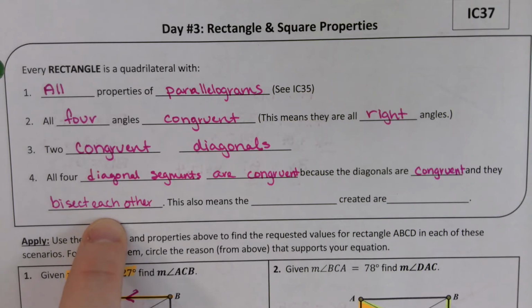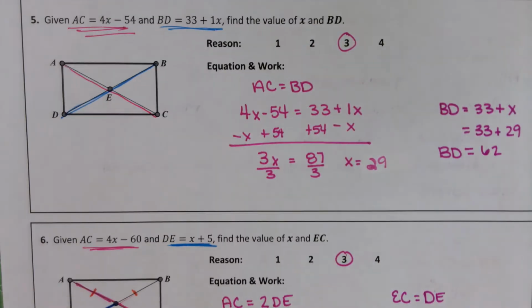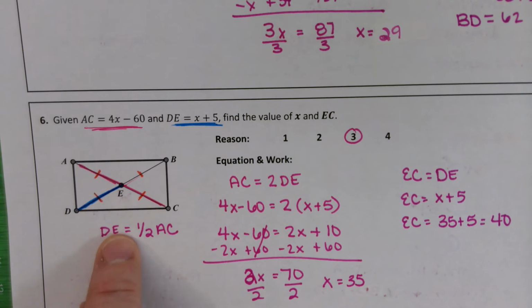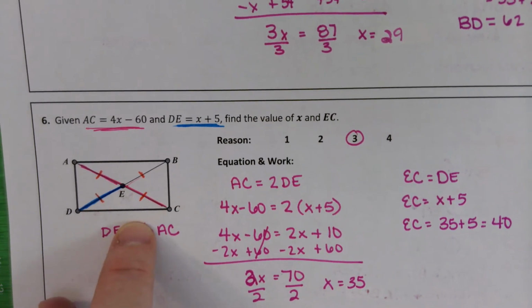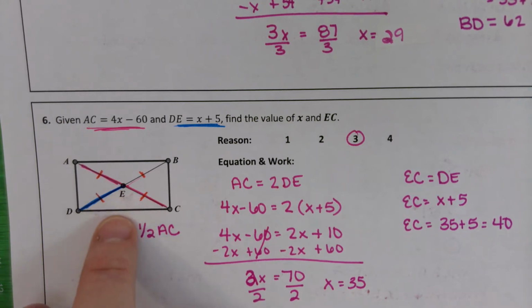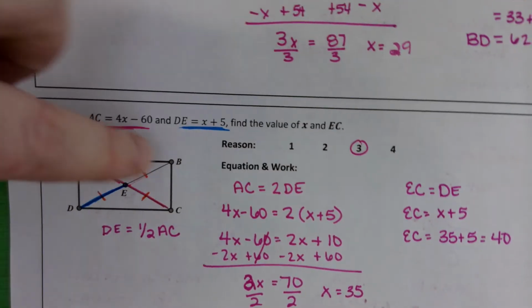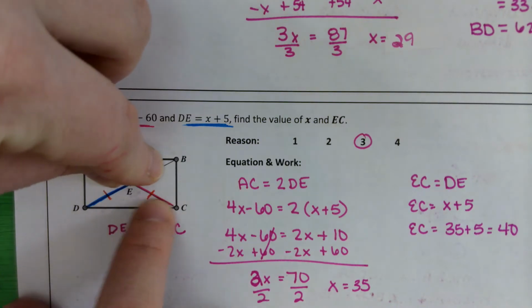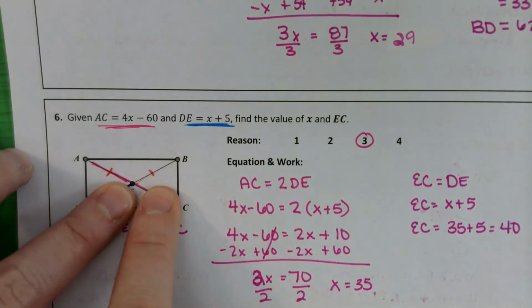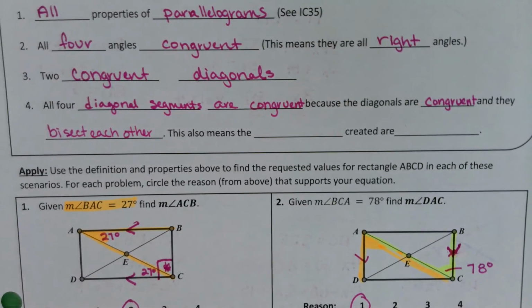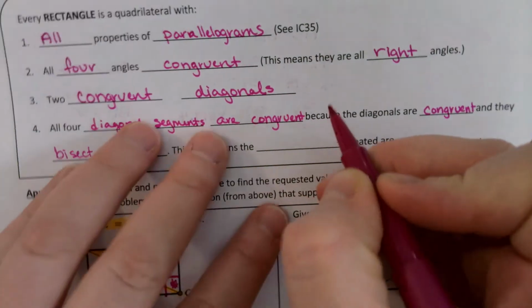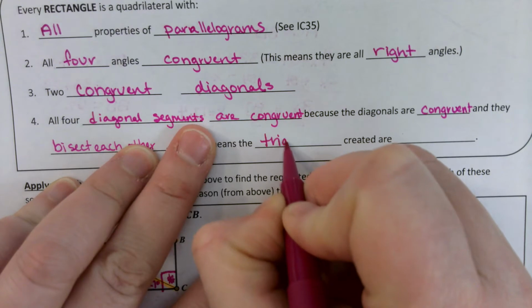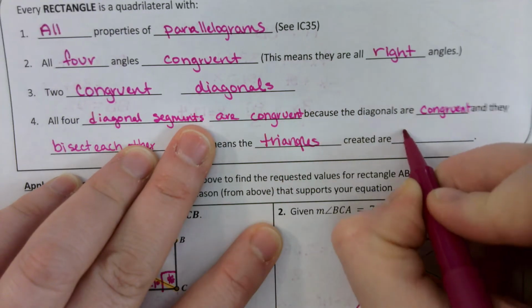This is what was talked about on example number 6. So due to how diagonals are bisected and how diagonals are congruent based on rectangle properties, that's where this property comes from. But then if you see this based on what I have here, so I don't have to draw a new diagram, with these two sides being congruent, we have isosceles triangles. There's an isosceles triangle, and another isosceles triangle. So this also means the triangles created are isosceles.